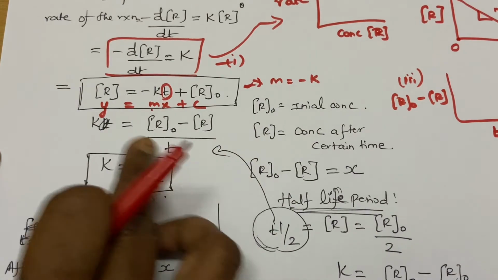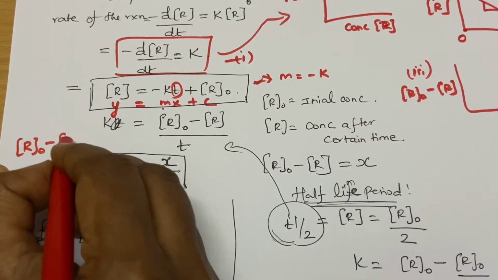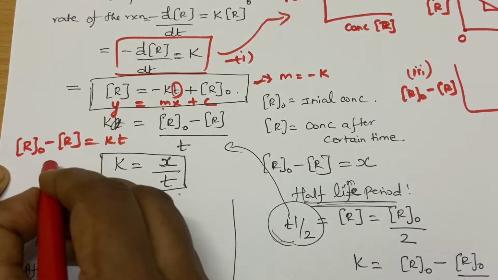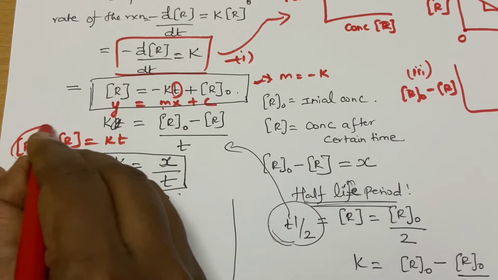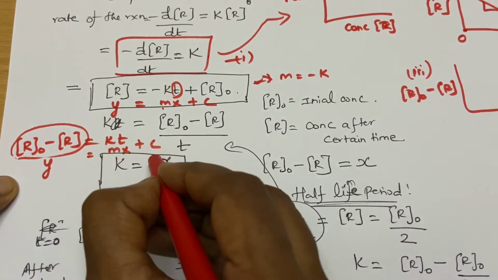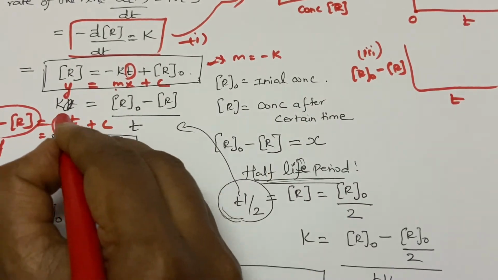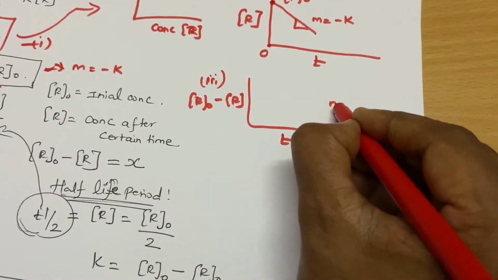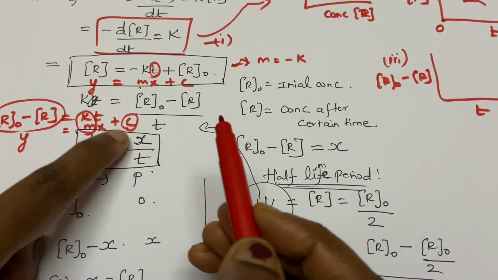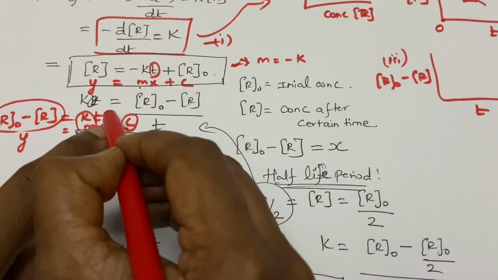So what you have to do is rearrange like this. R naught minus R equals kt. So the entire left side becomes y, and this is y equals mx plus c, where c is equal to 0 here. So x is equal to t and m is equal to k. Here m is equal to k, a positive value, and the intercept is equal to 0, since there is nothing added to kt.